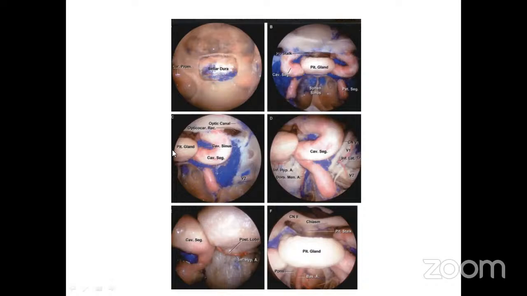If we go a little bit lateral, we can appreciate the turns of the ICA and how it is intimately related to the cavernous sinus. Again, a similar picture, and again, we saw the inferior hypophyseal artery. It's been given off at this level from the internal carotid artery.